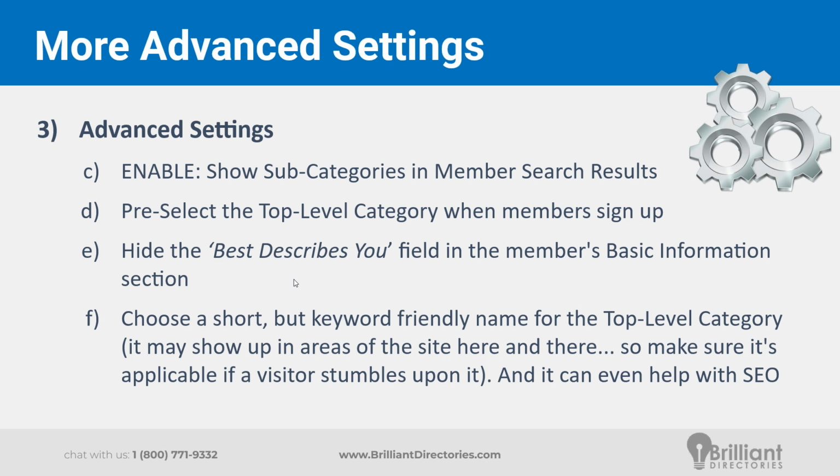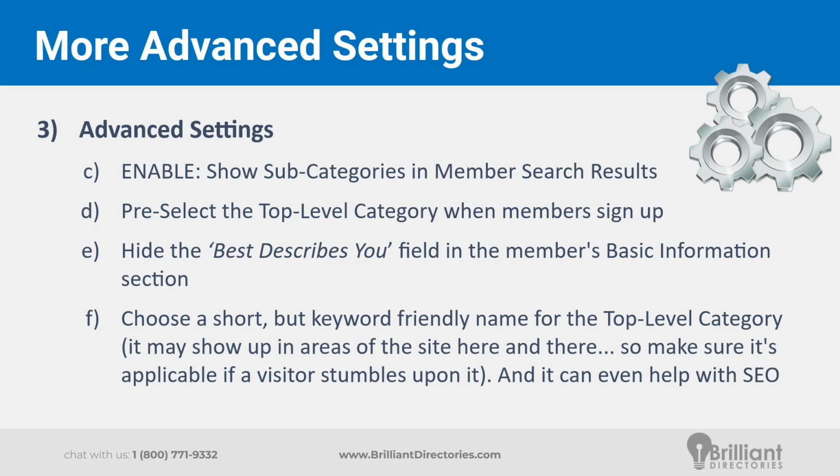And the last thing is what I've mentioned earlier. F is you may want to take advantage of this. The top level category may be sprinkled in other parts of the site or some search results pages here and there. You might stumble upon it. So you might want to choose something that's actually keyword friendly for your site that probably matches your industry or location that you're serving. For example, we'll stick with the lawyer directory in Boston.